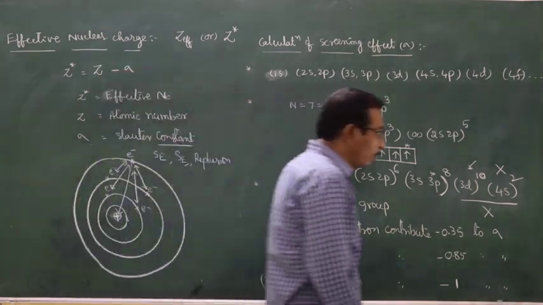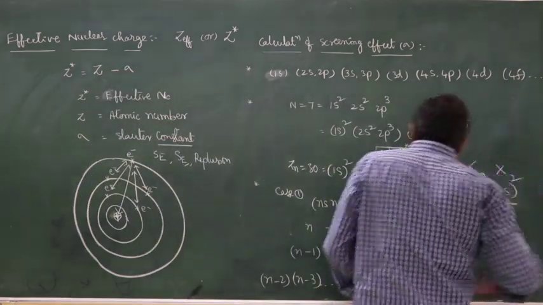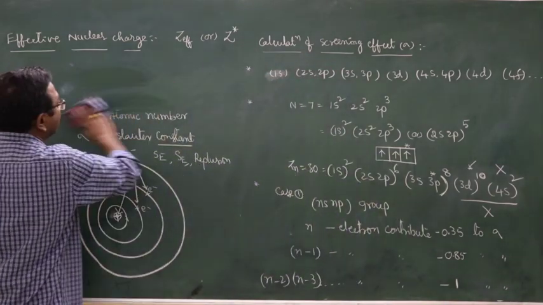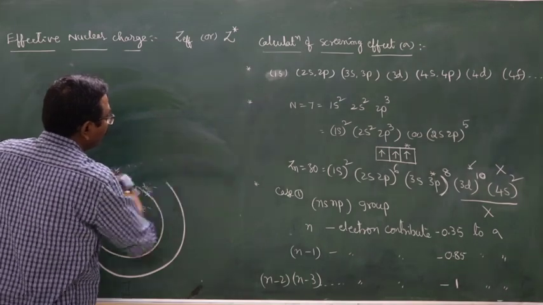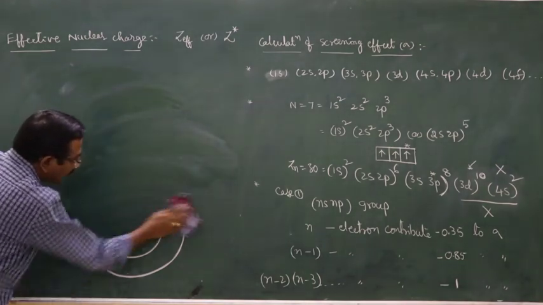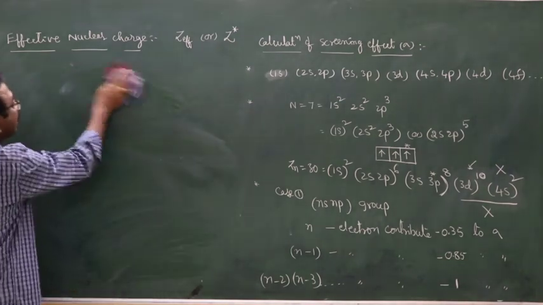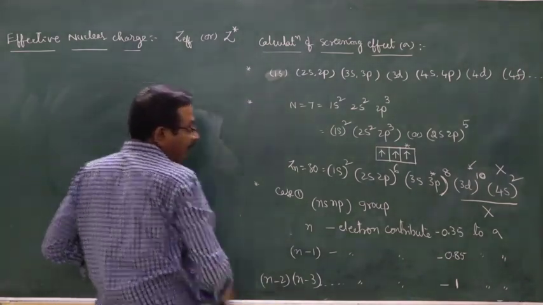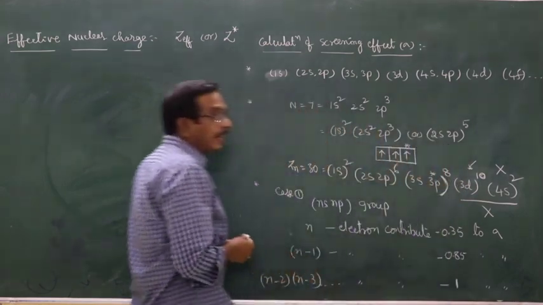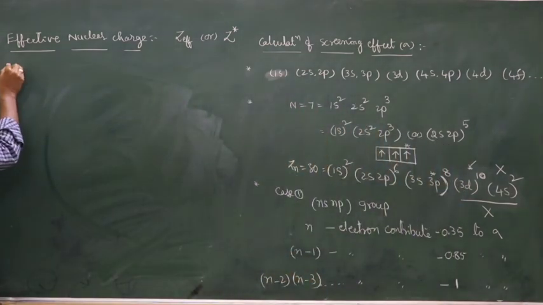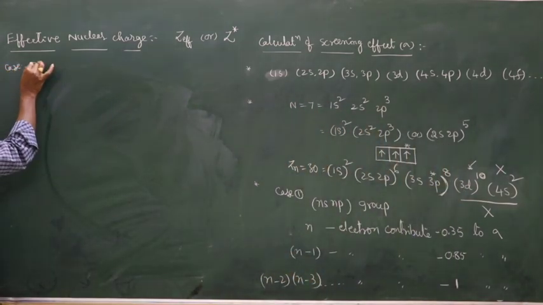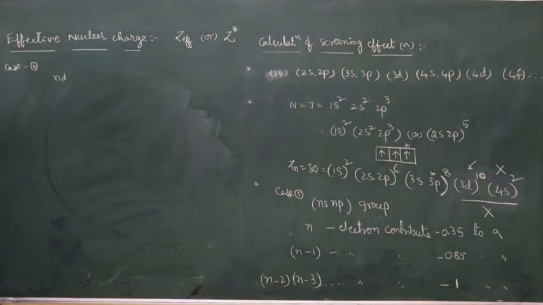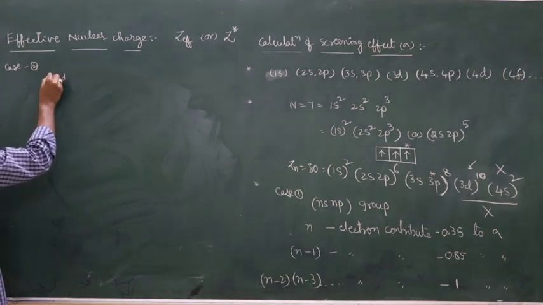Right. What about the calculation of the Slater constant when the electrons are present in the nd and nf groups? That is nothing but case 2. When the electron is present in the nd and nf groups.